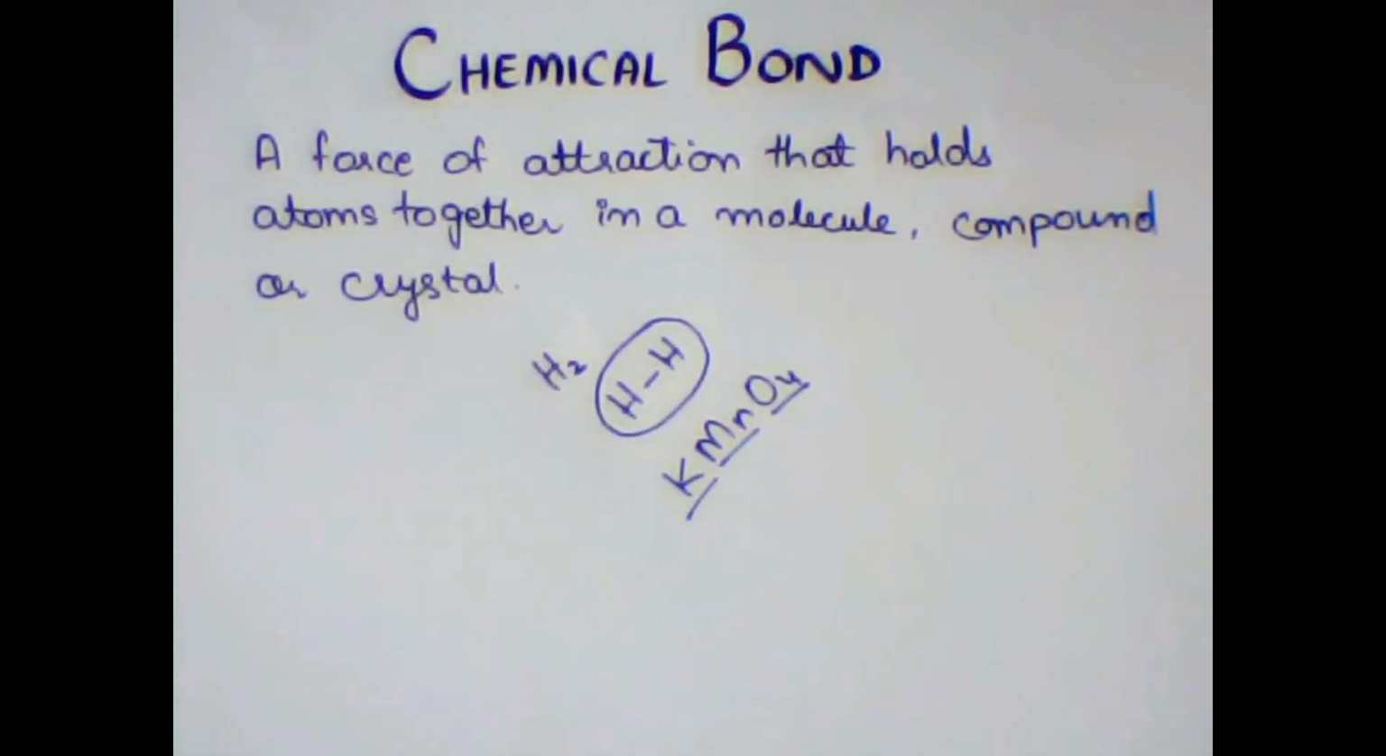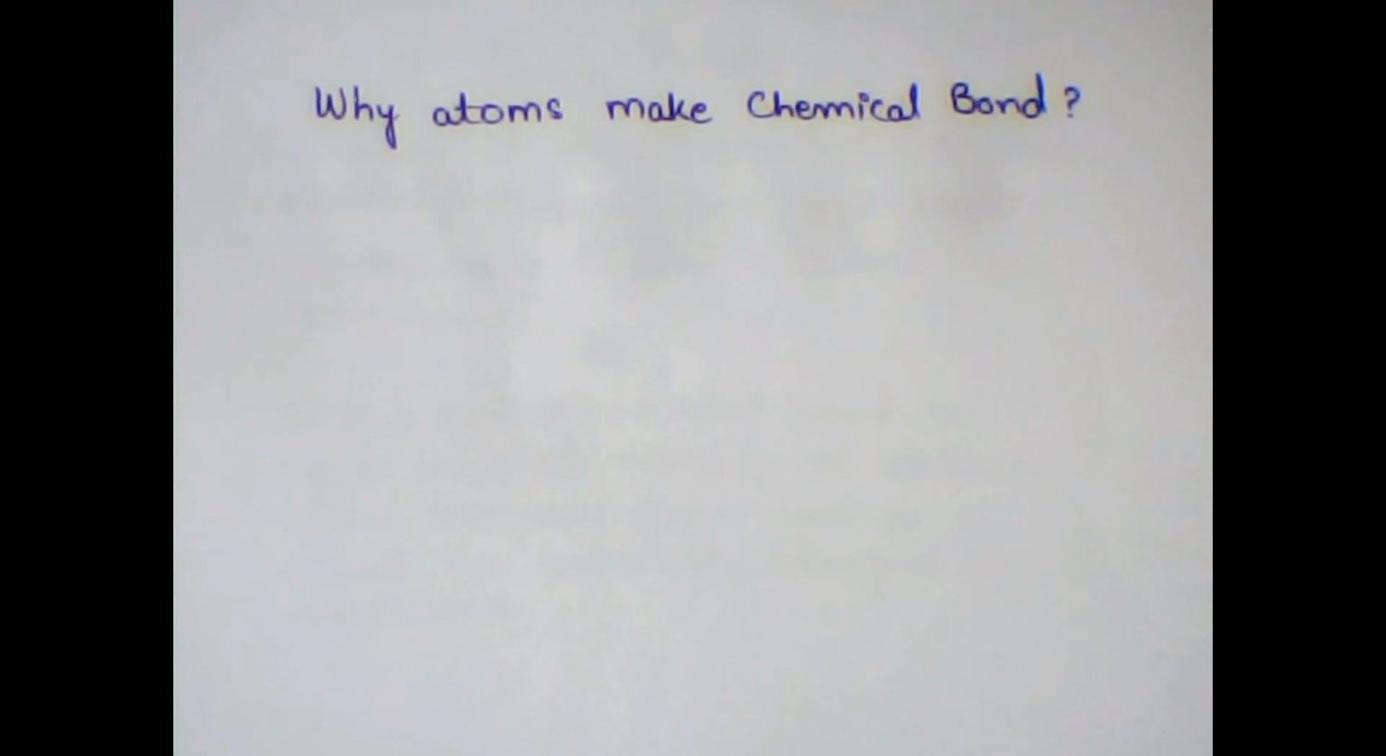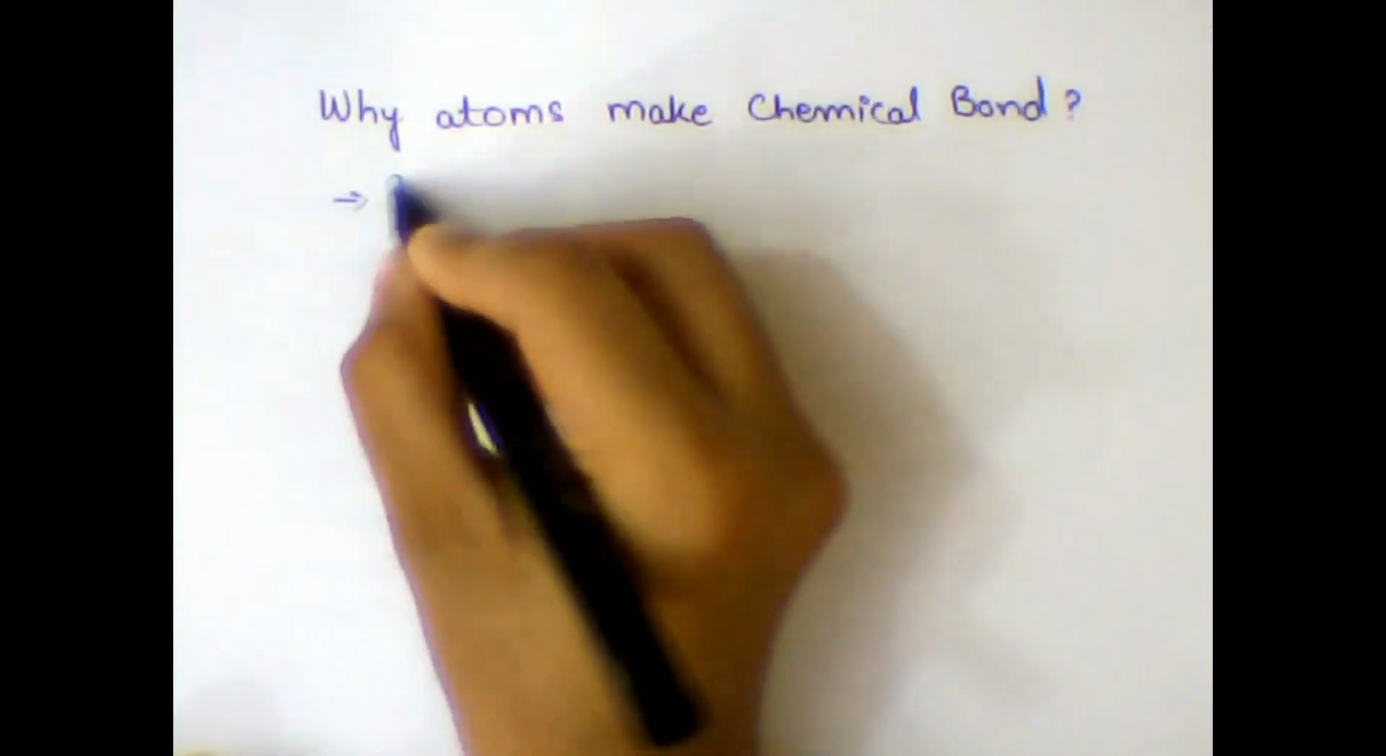Okay, now back to the chemical bond. Now the question is, why do atoms make chemical bonds? So why do atoms need to bond with other atoms? The answer is simple. Atoms need stability.